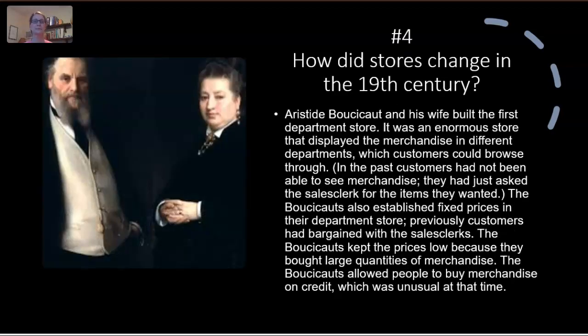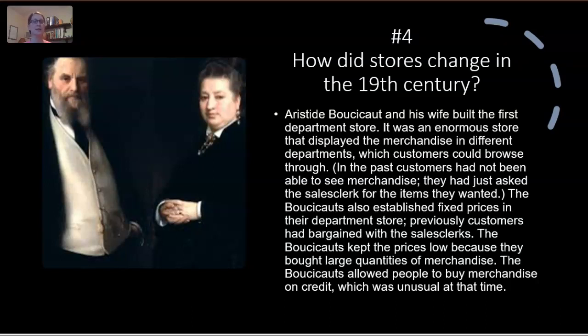Number 4, how did stores change in the 19th century? Aristide Boucicaut and his wife built the first department store. It was an enormous store that displayed the merchandise in different departments which customers could browse through. In the past, customers had not been able to see merchandise. They had just asked the sales clerk for items they wanted.